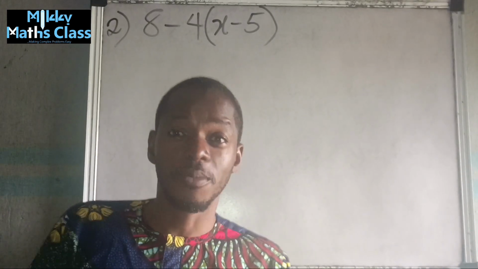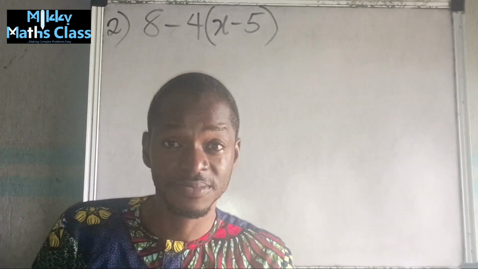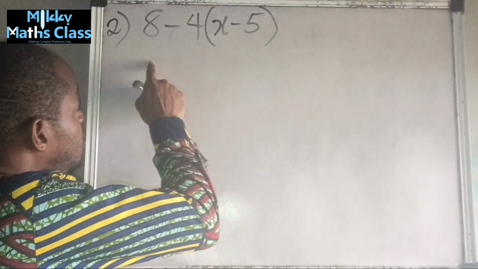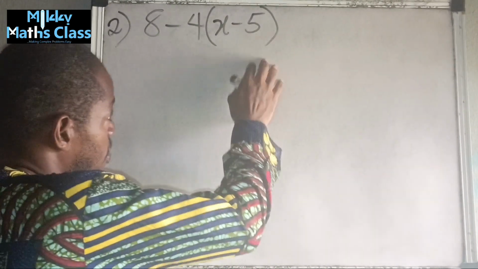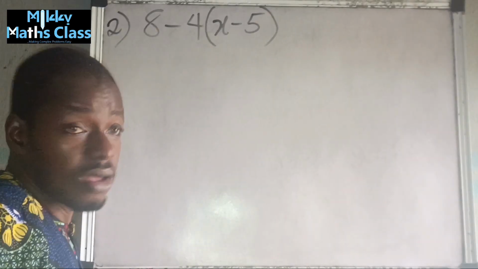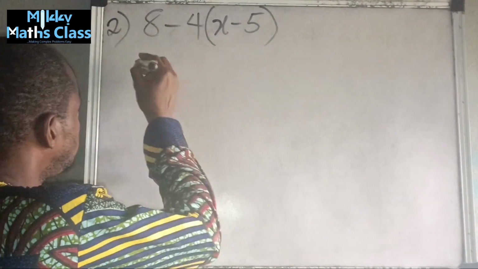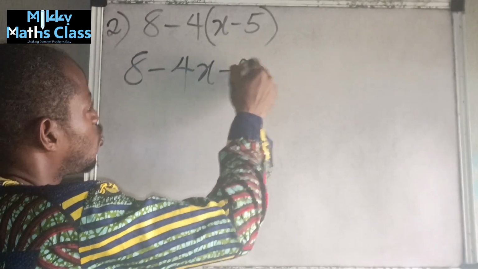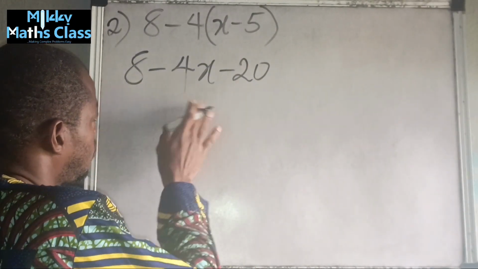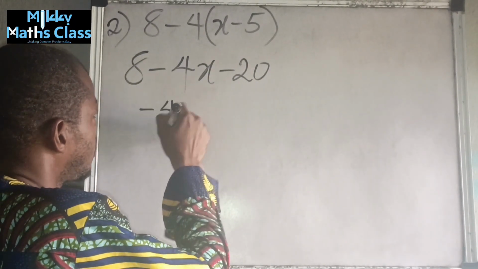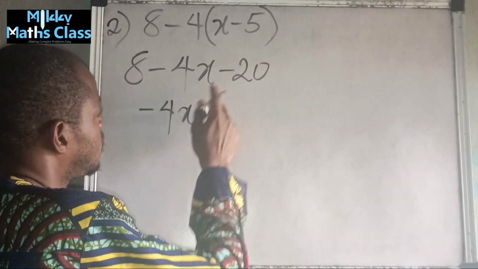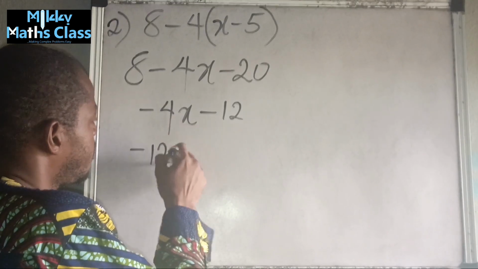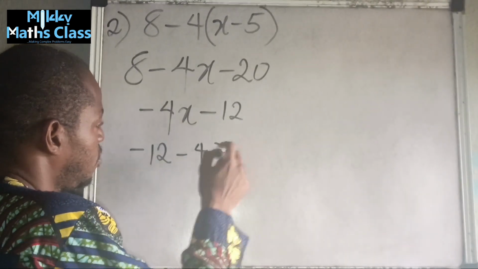All right, let's look at mistake number 2. We have looked at mistake number 1. Let's look at mistake number 2. Now, look at this question here. This is 8 minus 4 into x minus 5. Now, one of the mistakes students make is to do this: 8 minus 4x minus 20. That will give us negative 12 minus 4x.